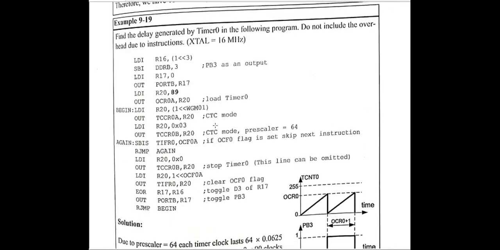Find the delay generated by timer 0 in the following program. Do not include the overhead due to instructions. XTAL equals 16 megahertz. So we are loading data and PB3 as output.